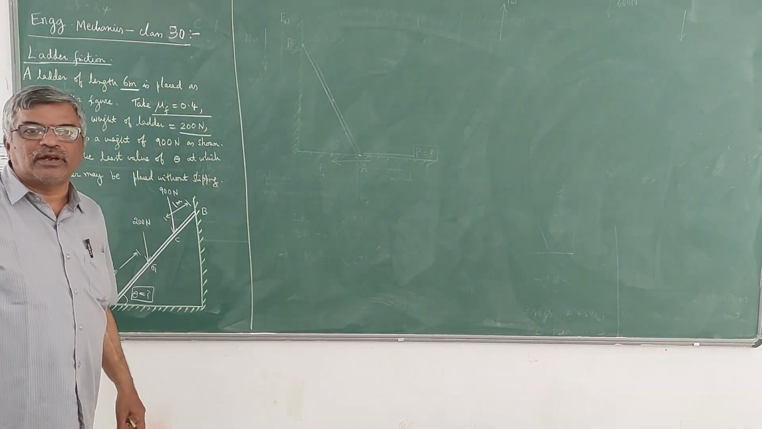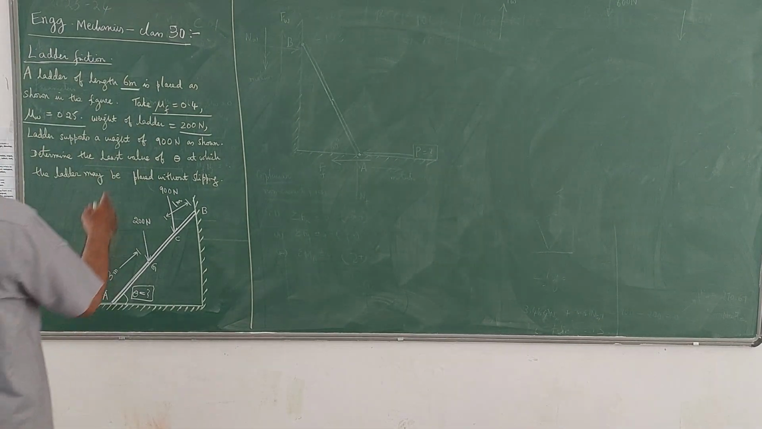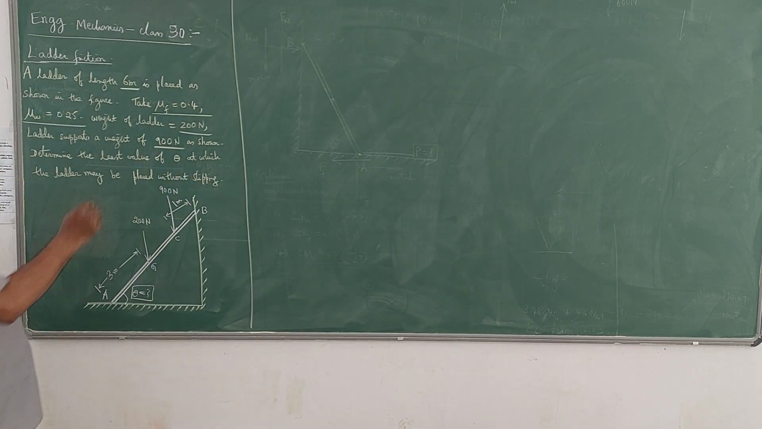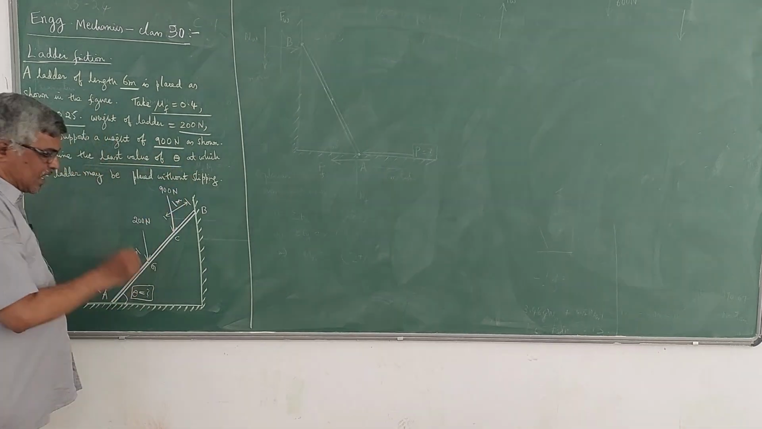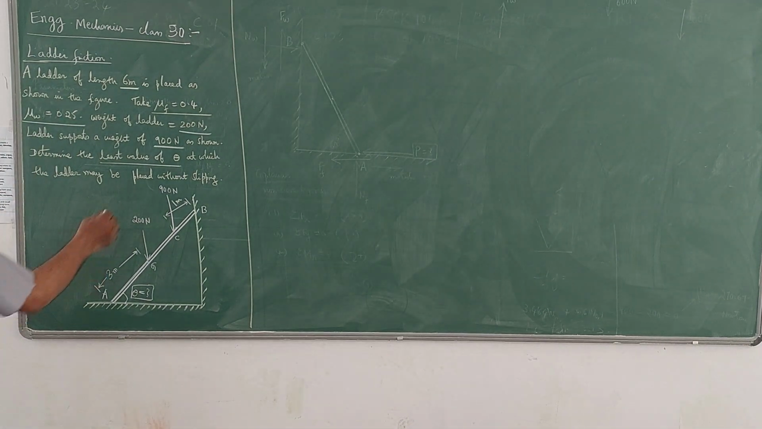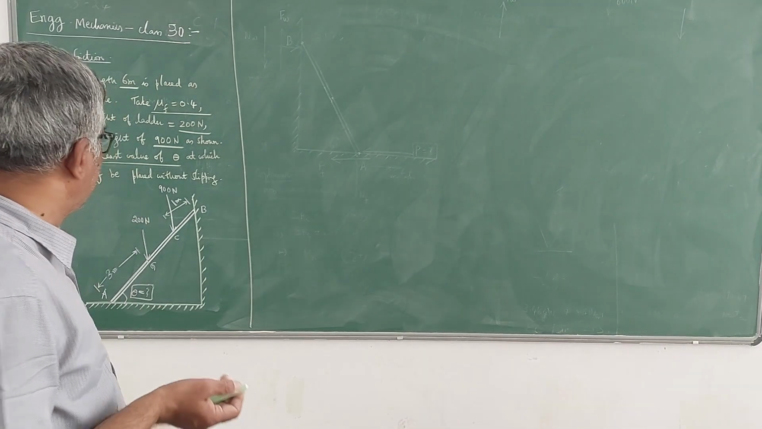Actually, weight acts at the center of gravity of the ladder. The ladder supports a weight of 900 Newton as shown in the figure. Determine the least value of theta. The theta is the angle of inclination of the ladder, so that it won't slip, so that the ladder is in equilibrium.